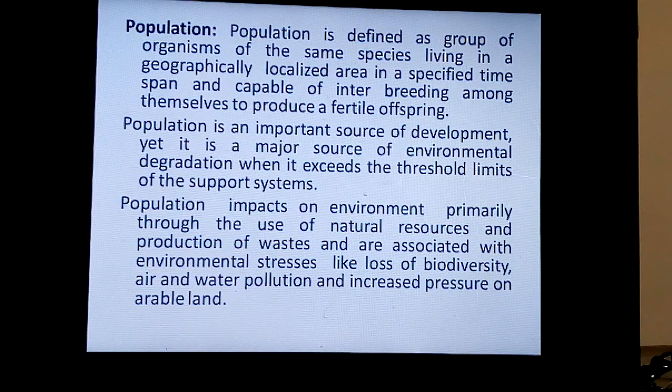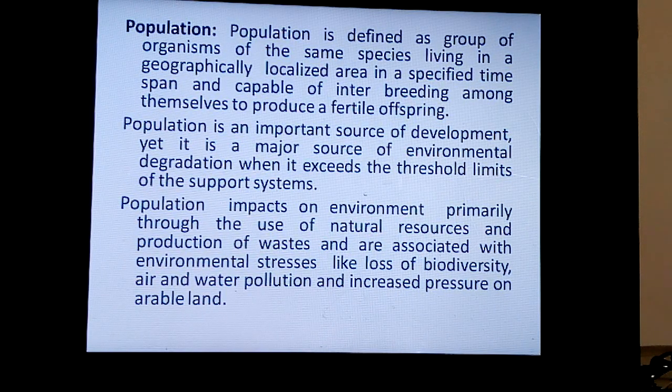Population is defined as a group of organisms of the same species living in a geographically localized area in a specified time span and capable of interbreeding among themselves to produce fertile offspring. Here, fertile offspring means which can again reproduce and give offspring. Population is an important source of development. Yet, it is a major source of environmental degradation when it exceeds the threshold limits to the support systems.